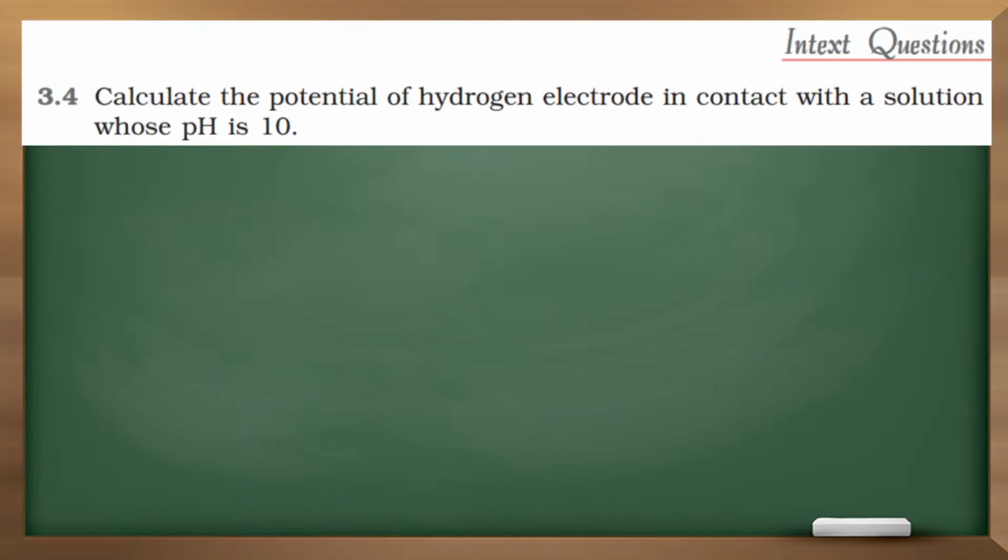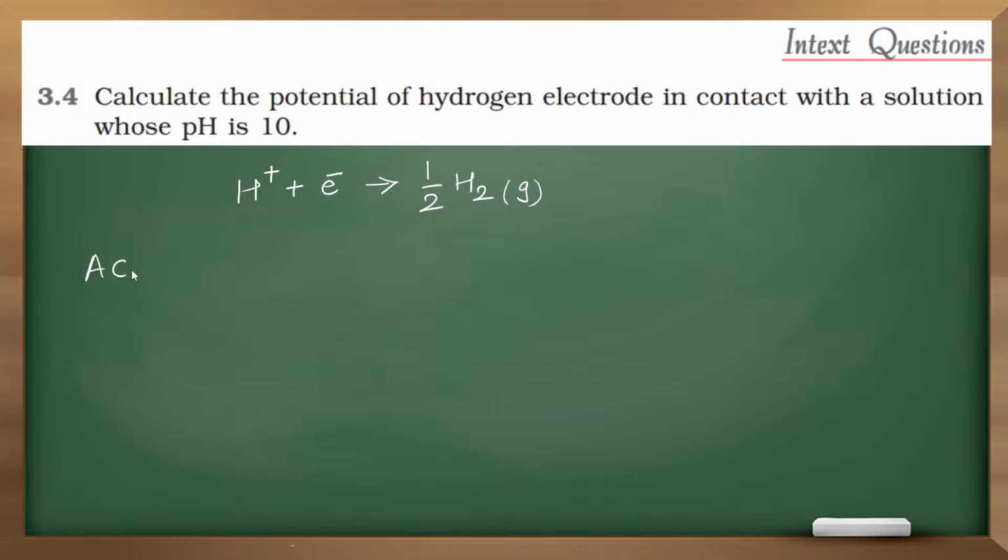Now, next question for you. Calculate the potential of a hydrogen electrode in contact with a solution whose pH is 10. See, hydrogen electrode. In the hydrogen electrode, the reaction taking place is H+ plus electron to give half H2 gas. Now pH is given to you. Let us first write its equation, the Nernst equation.